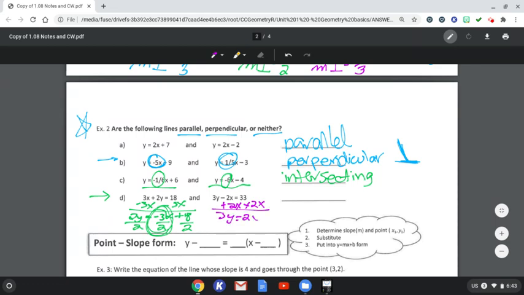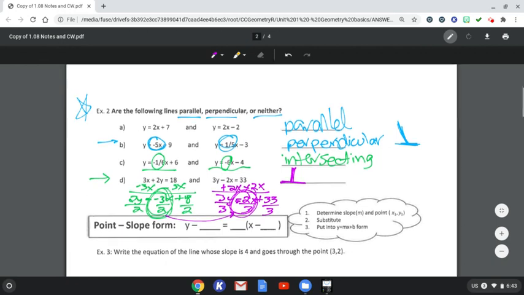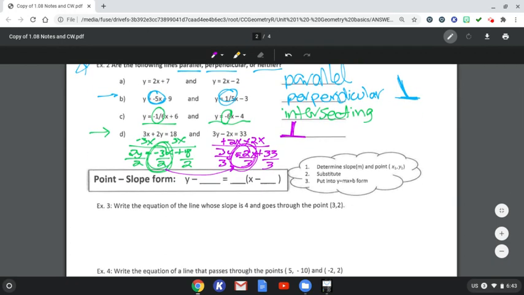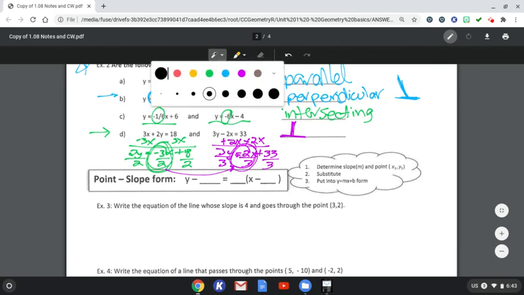3y equals 2x plus 33. Divide by 3. And again, now focusing on that slope. Now this is an equal sign here. So -3/2 and +2/3, those lines would be perpendicular. Okay. So again, sometimes you have to solve your equations to decide if they're parallel or perpendicular.